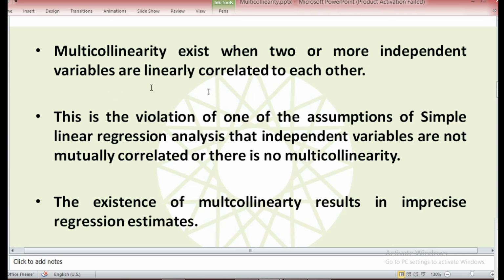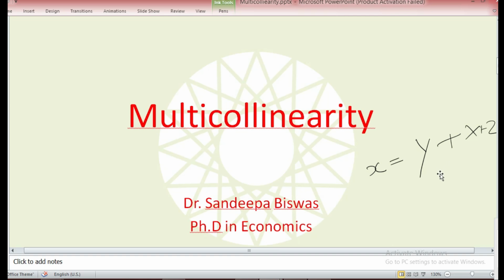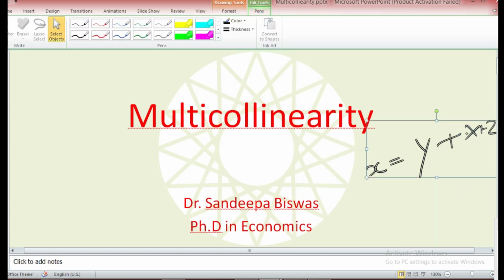Multicollinearity exists when two or more independent variables are linearly correlated to each other, and this is the violation of one of the assumptions of simple linear regression analysis, that independent variables are not mutually correlated, or there is no multicollinearity. So when we study simple linear regression analysis, we make an important assumption, and that is there is no multicollinearity. Like there are a number of independent variables y, x, z.